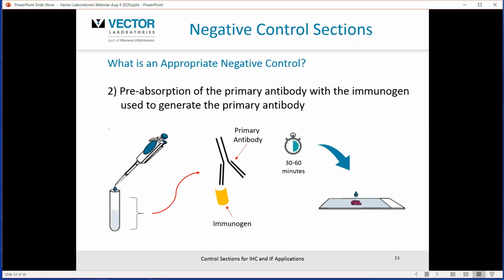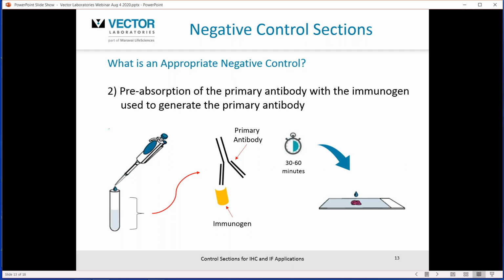Another appropriate negative control is pre-absorption of the primary antibody with the immunogen used to generate the primary antibody. I've got a little cartoon here demonstrating the primary antibody binding the immunogen in solution, let it incubate for a given period of time. Indeed, some investigators may even say overnight at 4 degrees would be appropriate, and then putting that complex on the tissue preparation along with the secondary detection reagents to see an absence of staining.